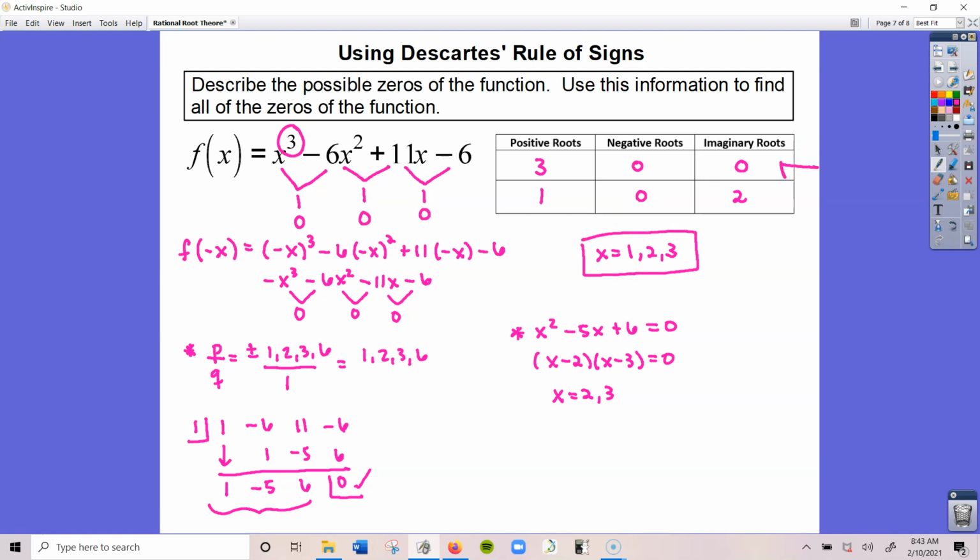So we ended up with this scenario. All of my roots here are positive, and look at my list: 1, 2, 3. So everything lines up. Let's try one more.